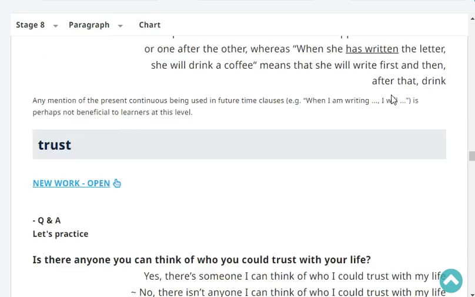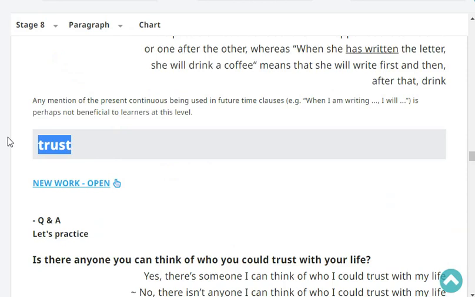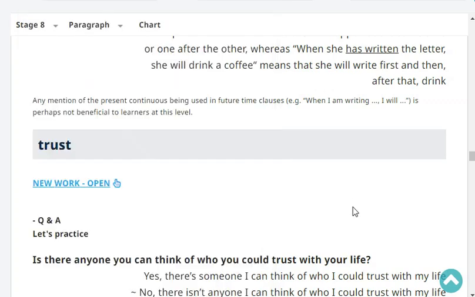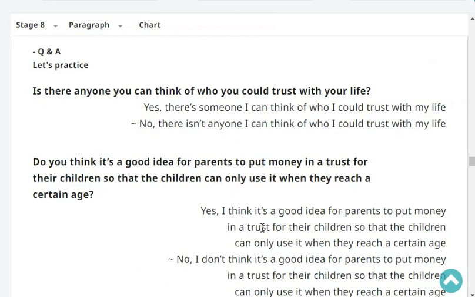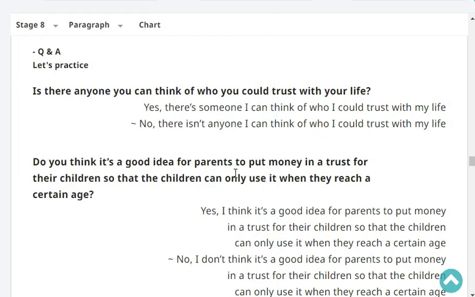Trust. Very good. Is there anyone you can think of who you could trust with your life? Yes, there is someone I can think of who I could trust with my life. Do you think it's a good idea for parents to put money in a trust for their children so that the children can only use it when they reach a certain age?